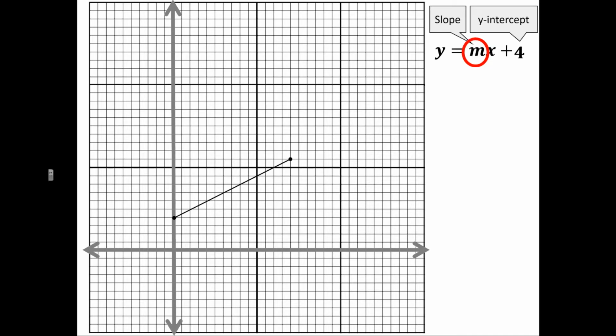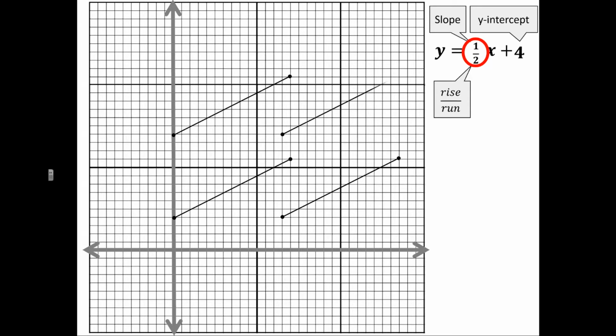The slope is the most important part of a diagram of this nature. In this picture, the line goes up 1 over 2. So its rise over run would be 1 over 2. If we replace this 1 over 2 for m in our equation, we'll get y equals 1/2 x plus 4. This is the equation that he starts with.